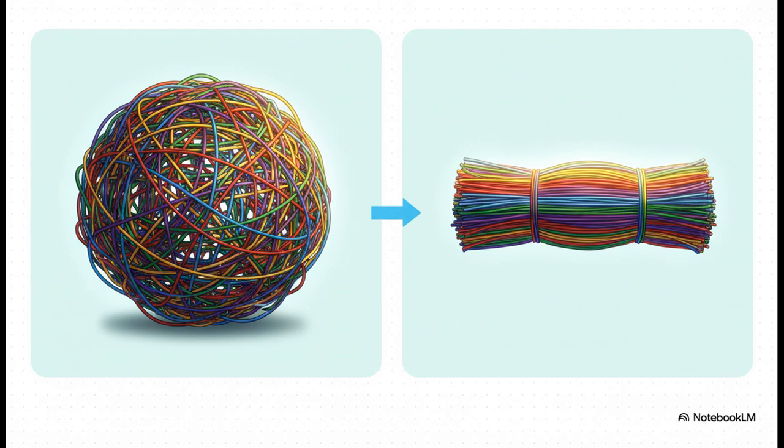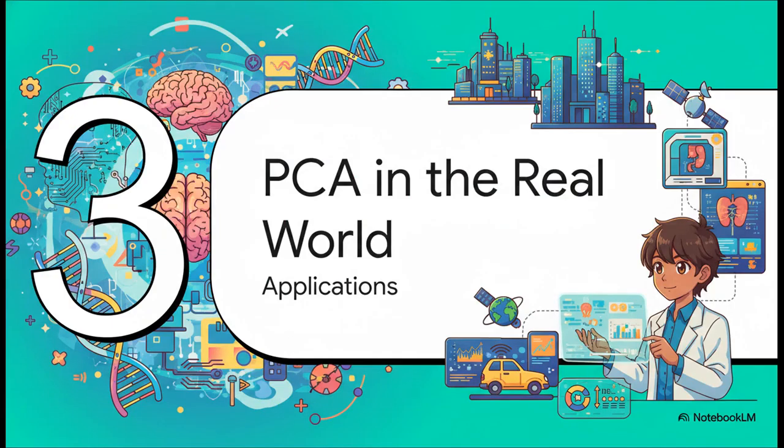This just shows you the incredible transformation that happens. We go from a high-dimensional mess with hundreds of tangled variables to a clean, manageable summary of just a few key components. We're moving from a world where the signal is totally hidden by noise to one where the essential patterns are just revealed. Okay, so this all sounds great in theory, but where does PCA actually make a difference? Let's take a look at how this tool is driving some incredible discoveries out in the real world.